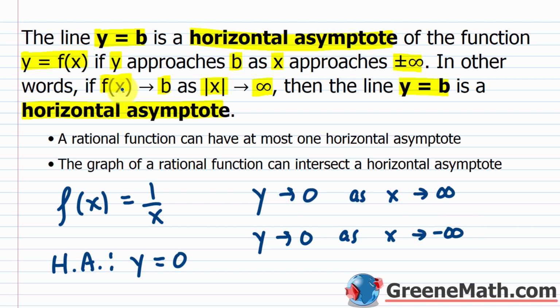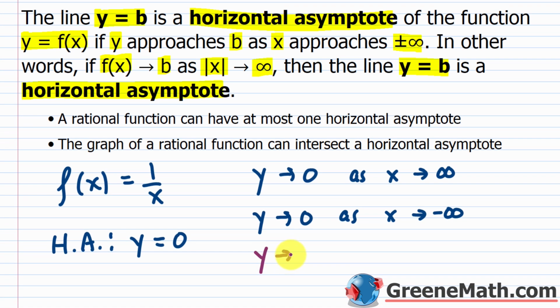You can even use this one, which is a little bit easier to write. So you can put that y approaches 0 as, and you could just use absolute value here to make it into one statement. So the absolute value of x approaches positive infinity. Let me fix that symbol there. So matching things up, we can say our y equals 0 is a horizontal asymptote for our f of x equals 1 over x.